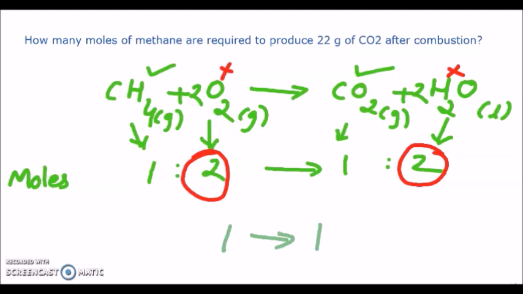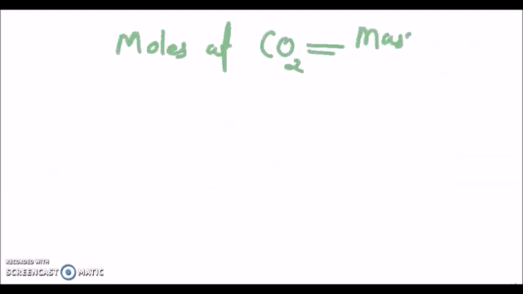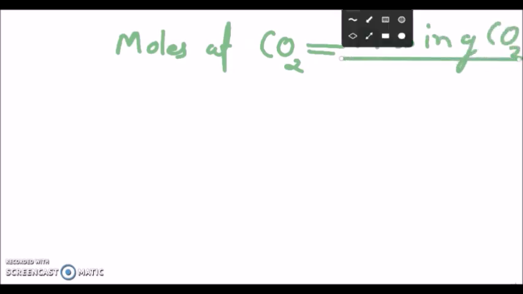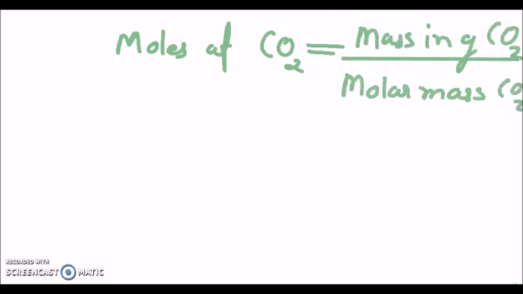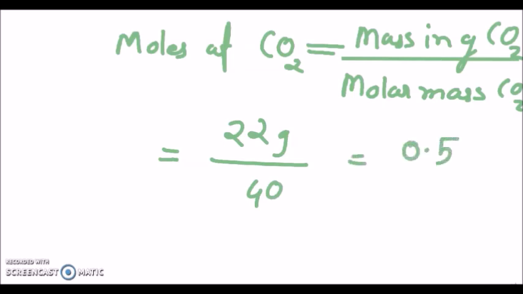Okay, now how will we use the given information of 22 grams of CO2? In this case, we will convert 22 grams of CO2 into the number of moles of CO2. The number of moles of CO2 is equal to the mass in grams of CO2 divided by the molar mass of CO2. Mass in grams is 22 grams and the molar mass is 40. So that's why the number of moles is 0.5 moles.